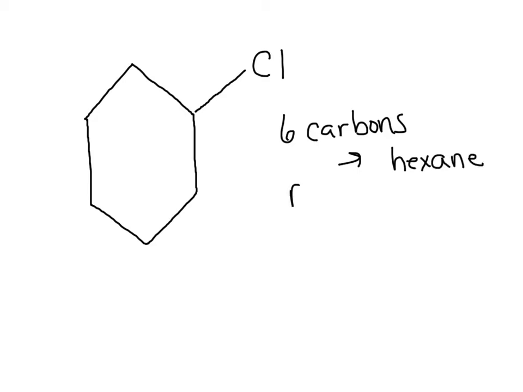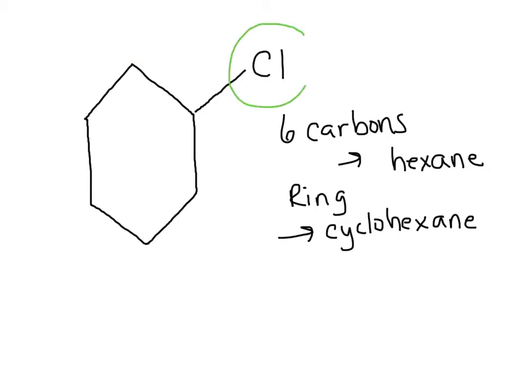But now I see that it's in a ring structure, so now it becomes cyclohexane as the base name of my molecule. Now I have to worry about the substituent groups. I said the ring structure is the base name of my molecule, and what I see is that I have 1 substituent group here, this chlorine, and I've got to put that in the name.